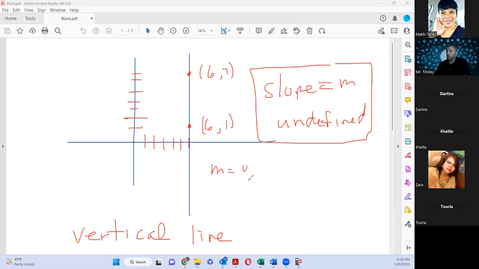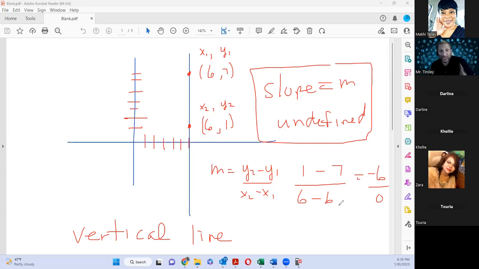Again, m equals y2 minus y1 over x2 minus x1. I'm going to call this my first point, so this is x1, this is y1, this is x2, this is y2. So y2 minus y1: 1 minus 7. x2 minus x1: 6 minus 6. So we get negative 6 over 0. Anything over 0 is what? Undefined. That's why for a vertical line, the slope is undefined.